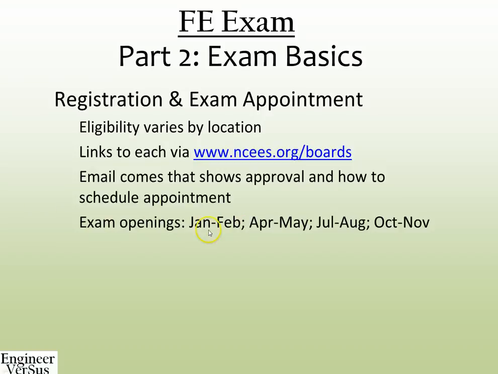Now the exam openings are going to be every 2 months, and then they take a month off. So January, February is open, March is off. April, May is open, June is off. July, August, and again, September is off, and December is off, with October, November open. So those are your windows. So you have 2 month windows. It's a lot more openings and availability than you used to have. It used to only be twice a year. So appreciate that and take advantage of it.